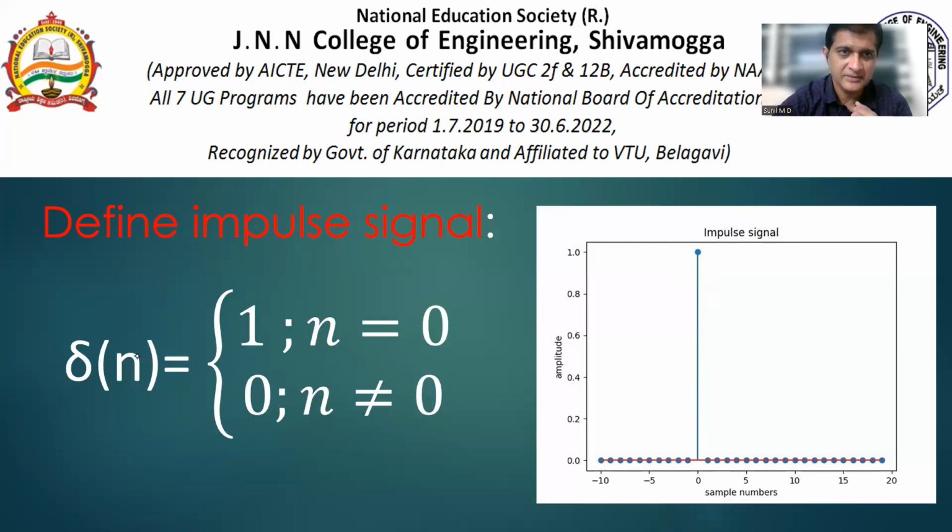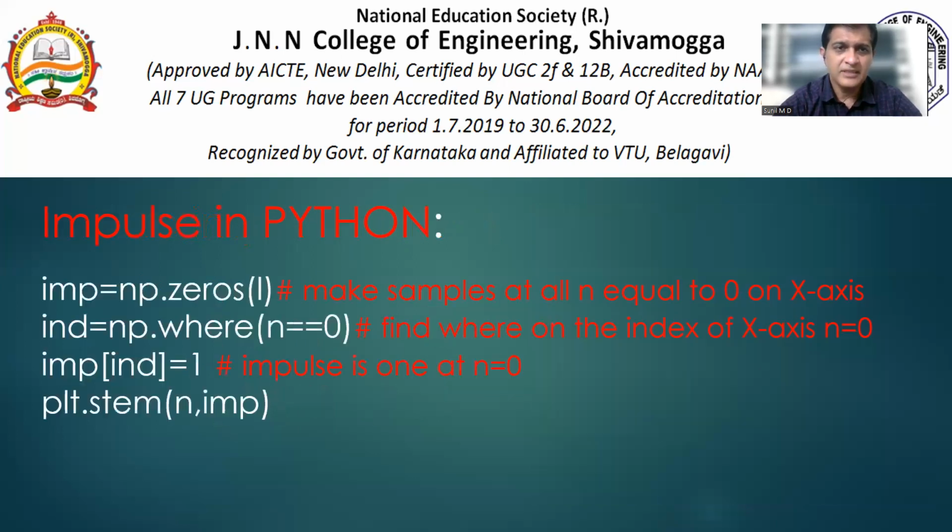So delta of n, that is the impulse function, is 1 at n equal to 0, and it is 0 for n not equal to 0. This is your impulse function or impulse signal. Understand that? It's called the unit impulse, to be precise, because it has the amplitude 1 at n equal to 0. So in discrete time it is amplitude 1, whereas in continuous time it is indeterminate. It cannot be determined in continuous time. Fine. Now, how to get that impulse in Python has to be understood from these codes.